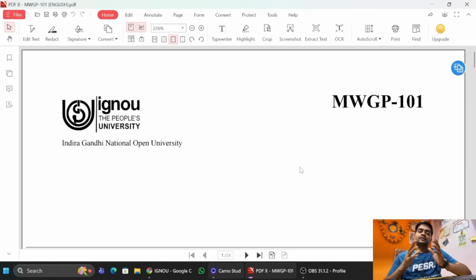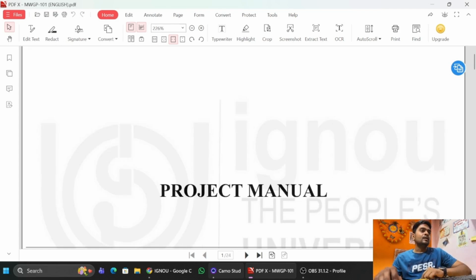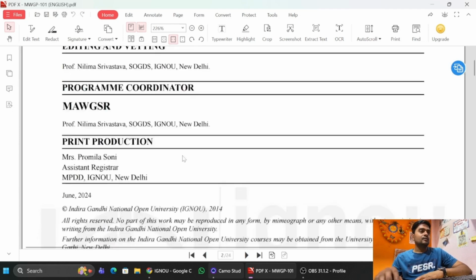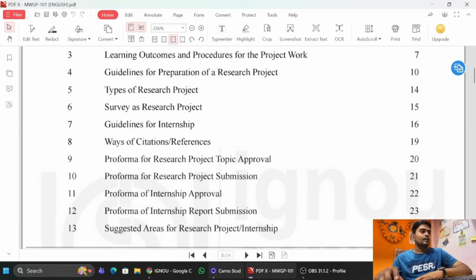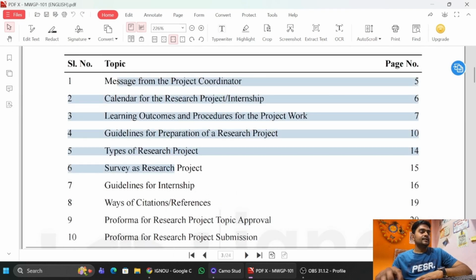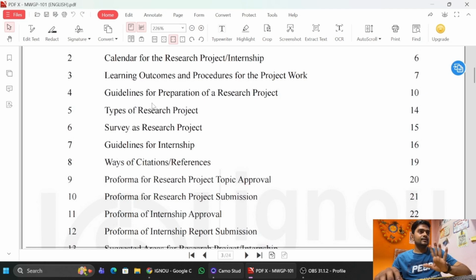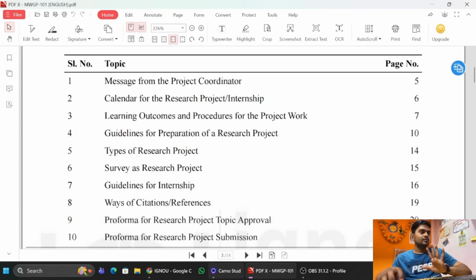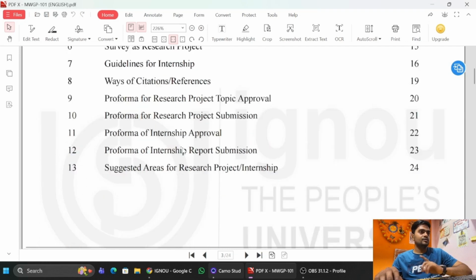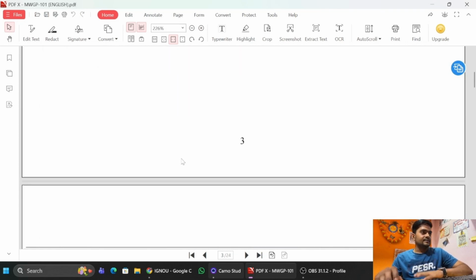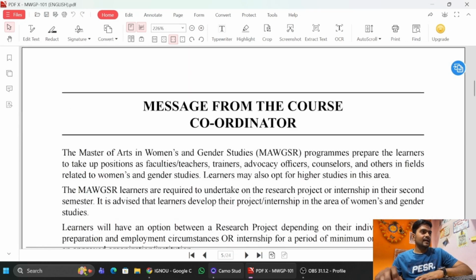Okay, so this is how you write the proposal. Let's go to the guideline and see what the guideline says about the project. These things are mentioned in the guideline: message from the project coordinator, calendar for the research project internship. This particular guideline is too lengthy and so many things are already given in it. However, I'm taking you to the most important things in the guideline.